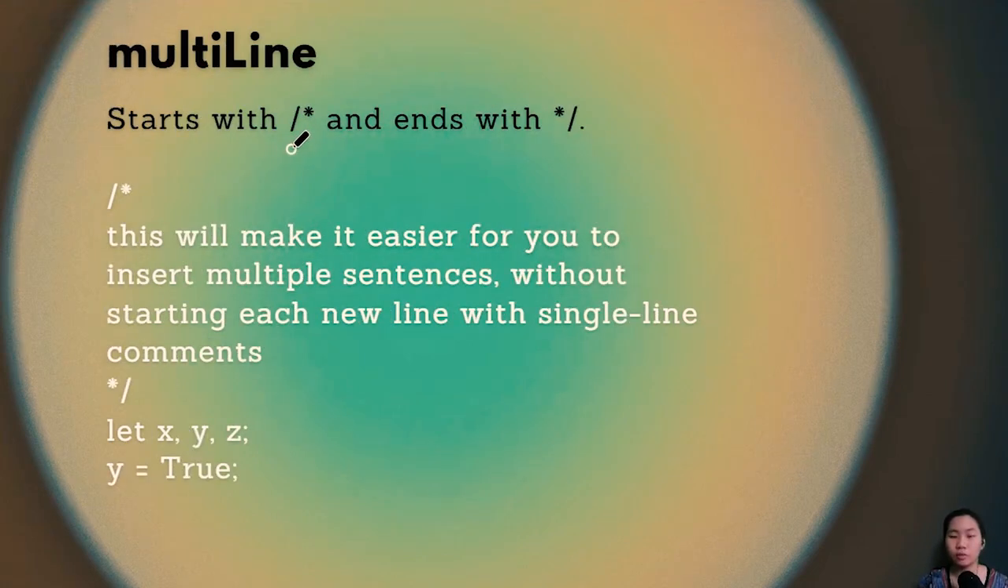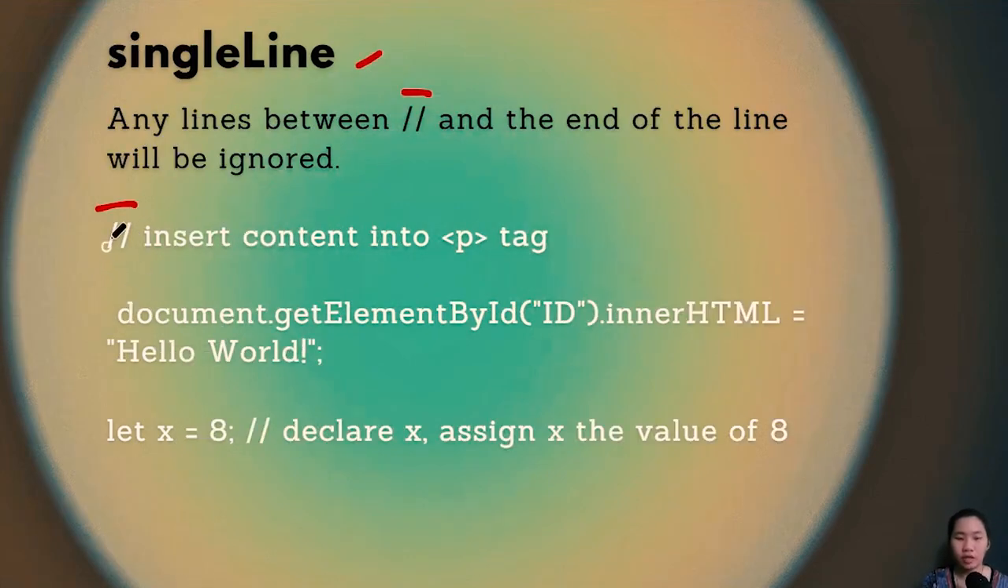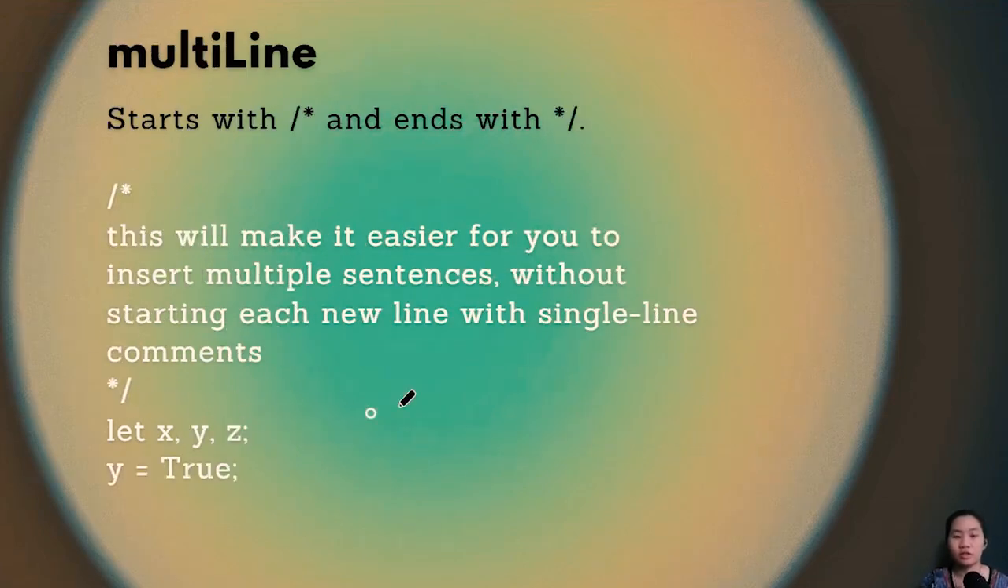Let's move on to multi-line. Multi-line is quite similar to single line in terms of syntax, but you have this little asterisk, this little star. These two mark the beginning and end of a comment, so you don't have to worry about end of line, and this will allow for new lines. As you can see here, this makes it easier to insert multiple sentences without starting each new line with a single line comment. So instead of doing a comment on each line, you can just do this, very easy. And JavaScript will not touch this at all. It will only look at the code down here.